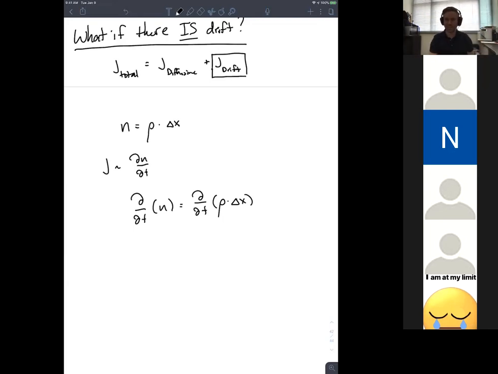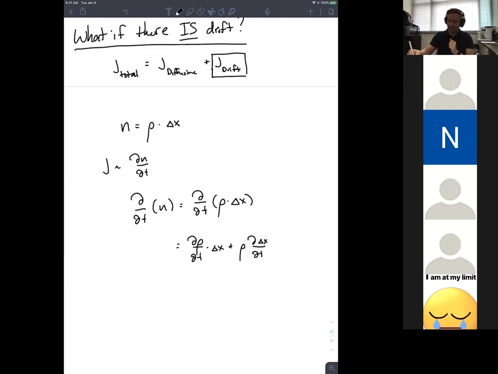Does that make sense? All right, so in other words, again, this is not precisely correct, but I think a good way to think about it is you could also write this as d rho dt delta x plus rho d delta x dt. Okay, so in other words, not only is the concentration profile changing, but so is essentially the volume that we're looking at is also moving as well.